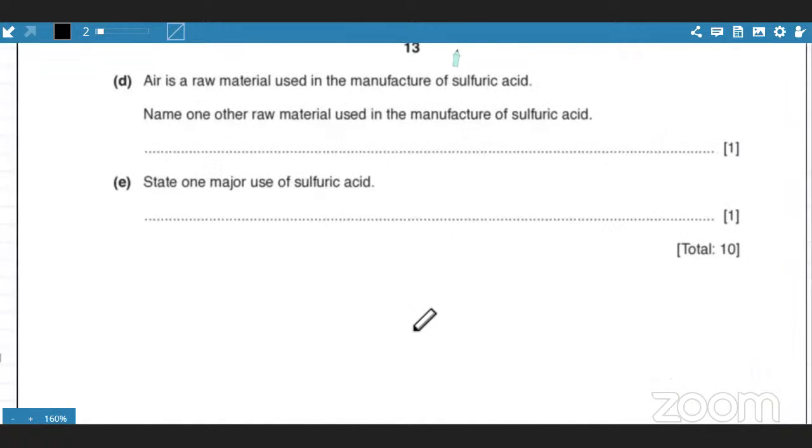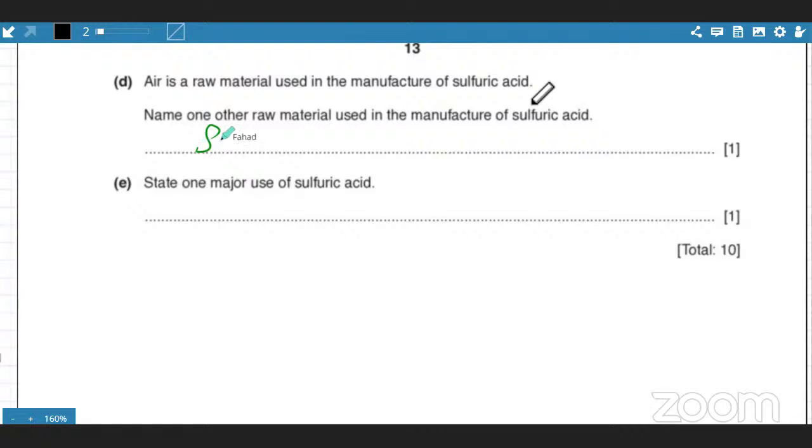The next part of the question is part D. Air is a raw material used in the manufacture of sulfuric acid. Name one other raw material used in the manufacture of sulfuric acid. So one other raw material is sulfur. That is used. And state one major use of sulfuric acid. It's going to be lead acid batteries.